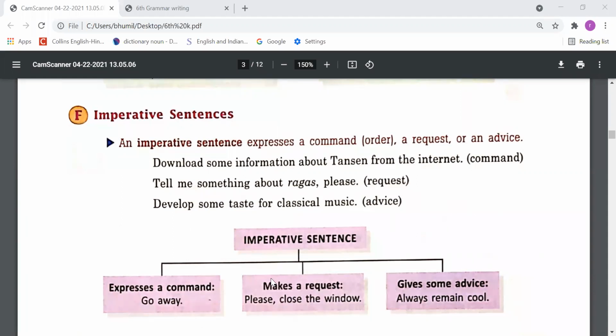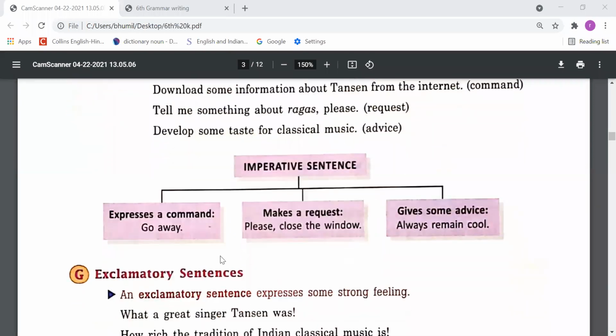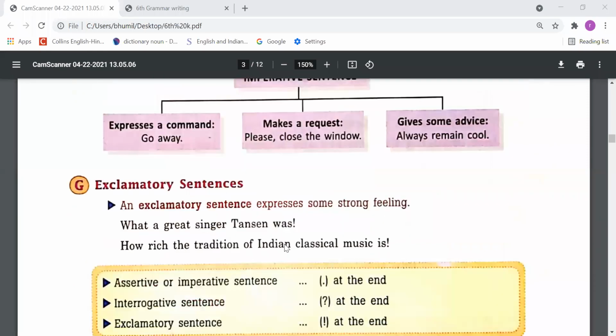Basically, in these types of sentences, we give a command or order, or we make a request, or we give some advice. So these types of sentences are called imperative sentences. Like go away, please close the window, always remain cool.